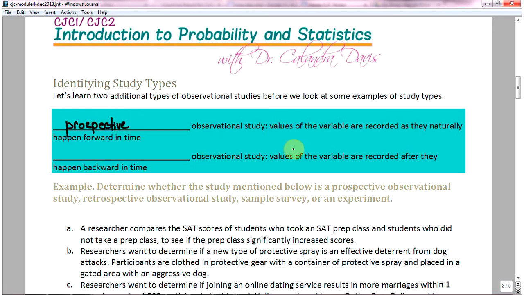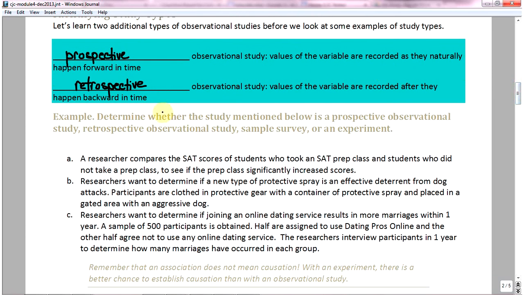In contrast, an observational study in which values of the variable are recorded after they happen, backward in time, is called a retrospective observational study. So let's look at a couple more examples where I want you to determine whether the study mentioned below is a prospective observational study, a retrospective observational study, a sample survey, or an experiment.